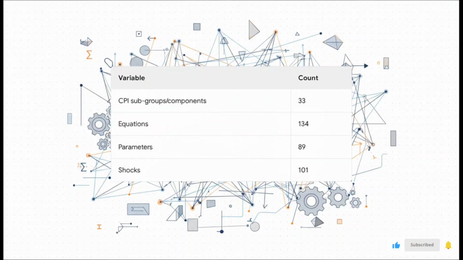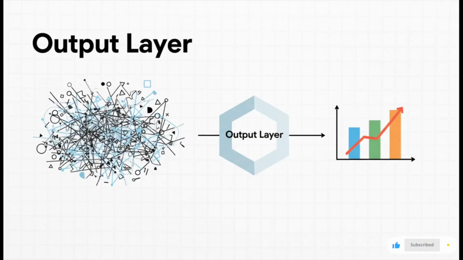And just to give you an idea of how complex this engine is, check this out. We're talking about a system with 134 equations and 89 parameters, all being solved at the same time. This is a serious piece of analytical machinery. And finally, the third layer, the output layer. This part is pretty straightforward. It just takes all the complicated results from the engine and translates them into the headline inflation numbers that policymakers and you and I can actually understand and use.